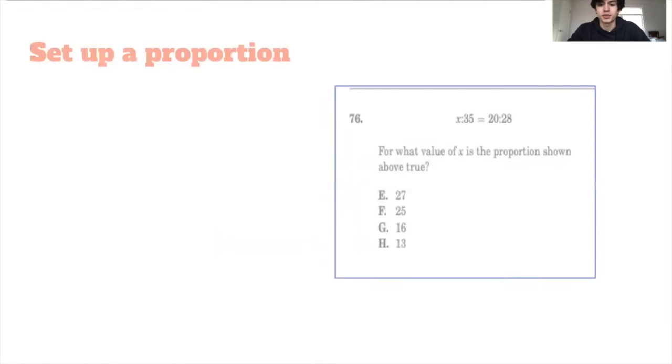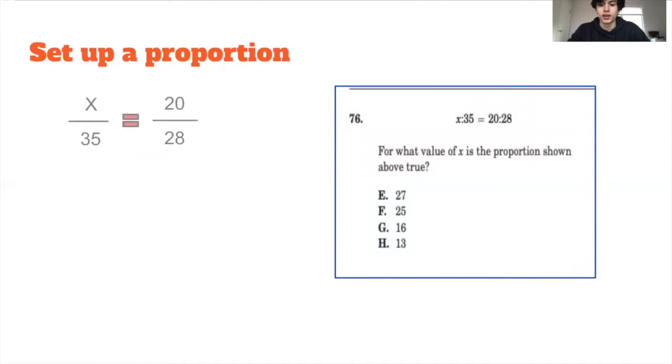Let's remember what we know about proportions. We can set them up as two fractions that are equal to each other. Let's try x over 35 equals 20 over 28. Remember, the question is asking us to find x. We can cross multiply to do so. That gives us 28x equals 35 times 20.